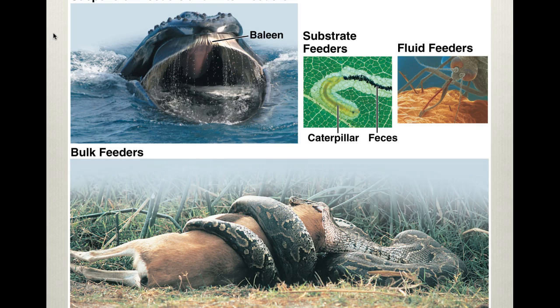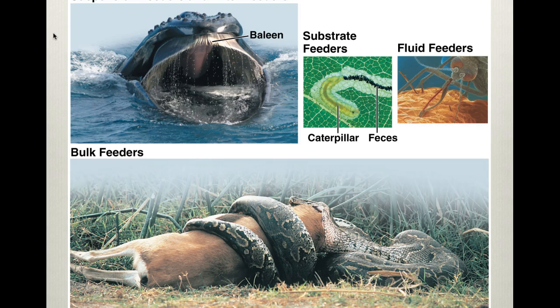My least favorite, well, actually the last 2 are probably my least favorite, but one of my least favorites is a fluid feeder. And I hate mosquitoes a billion times more than bees or any other insect. We all know what a mosquito is, but a fluid feeder is a type of organism that sucks the nutrients from a host, and I hate them.